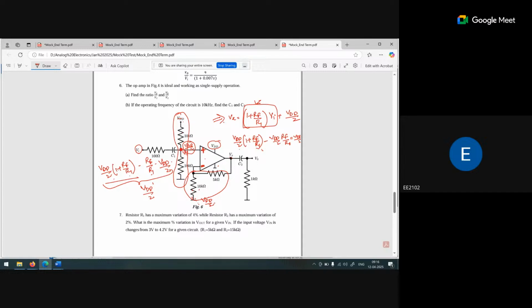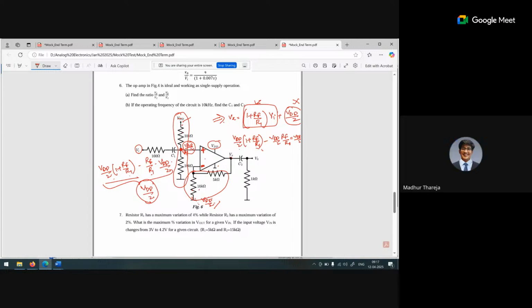So if we add a VDD by 2 at this point and VDD by 2 at this point, we don't need to add VDD by 2 at the output. Why? Because this VDD by 2 and this VDD by 2 resultant will automatically give a factor of VDD by 2 in the output.